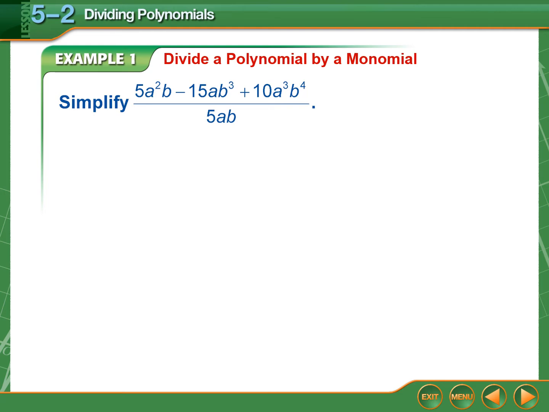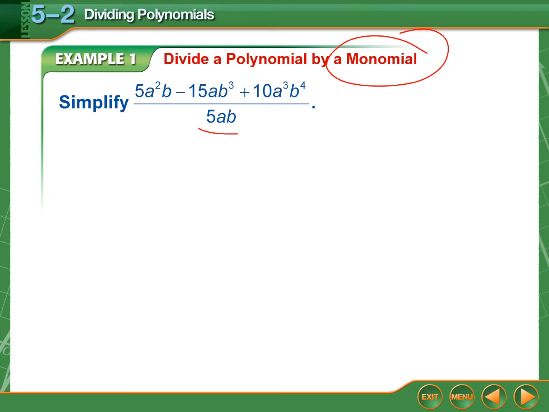So example number 1, these notes are in Schoology if you need to look at them and follow along. We're talking about dividing polynomials by monomials, so we're going to do that first. A polynomial is an expression with more than one term. A monomial has one term. So here, this is only one term.